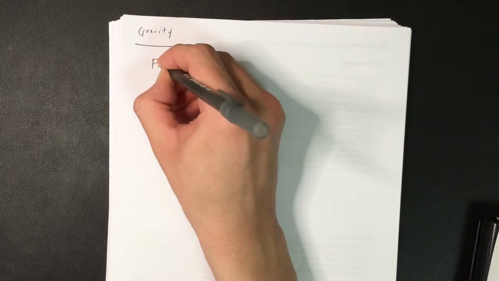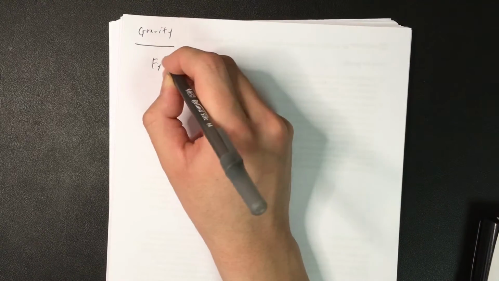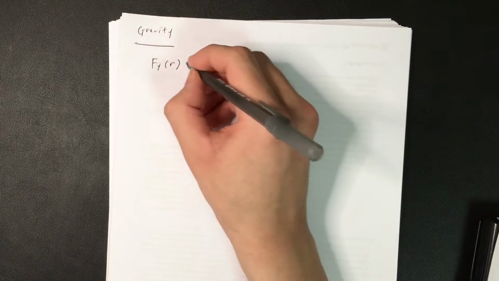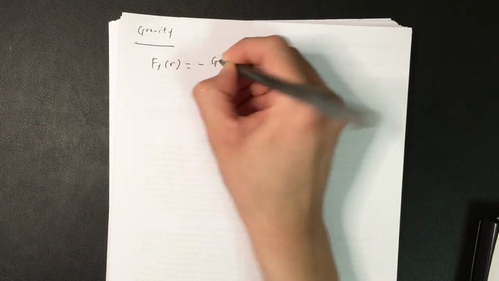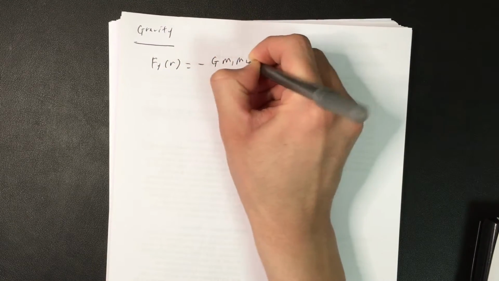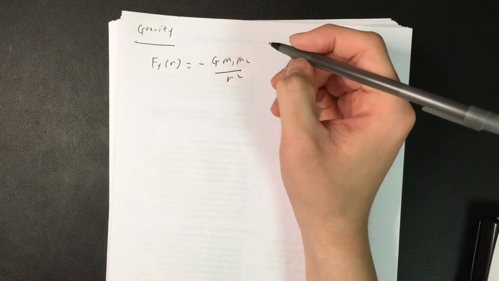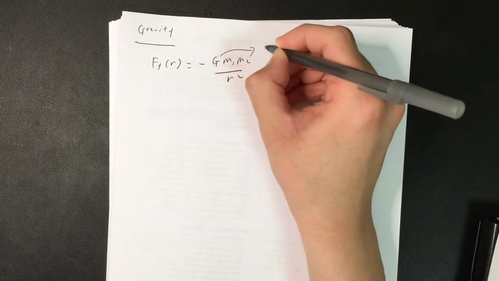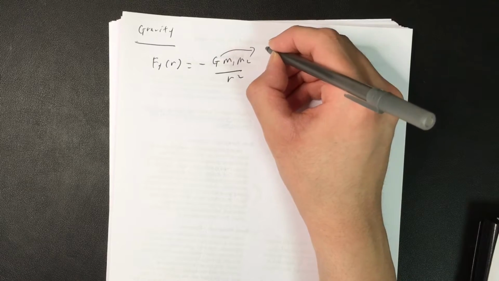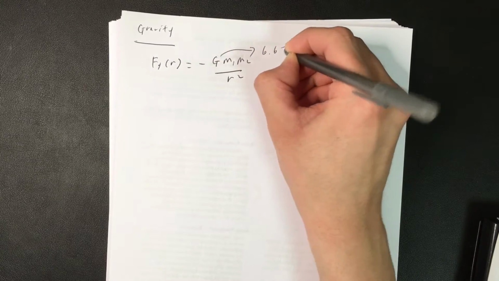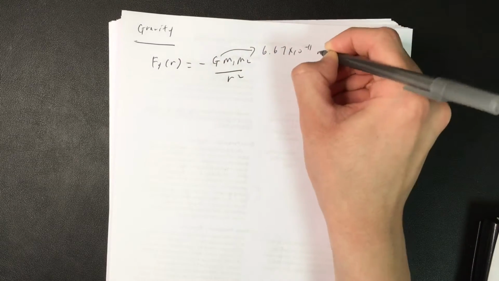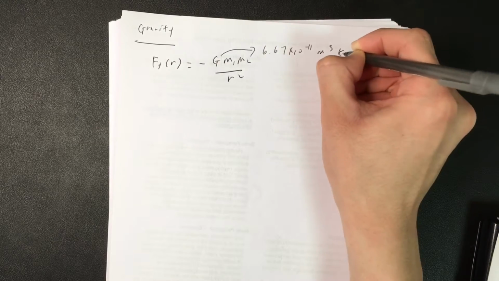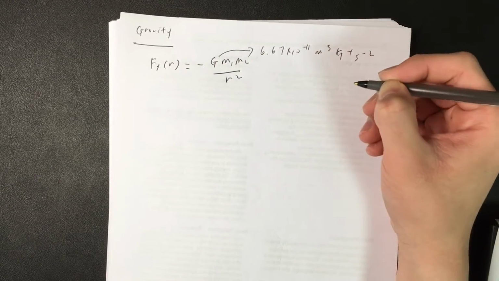Now there is the force of gravity, which is also a function of position. So the force of gravity with respect to the distance, which I'm going to denote as r, equals negative some constant G times m1 m2 over r squared. Now this constant G is called the gravitational constant, and its value is 6.67 times 10 to the negative 11 meter cubed kilogram inverse second to the negative second power.